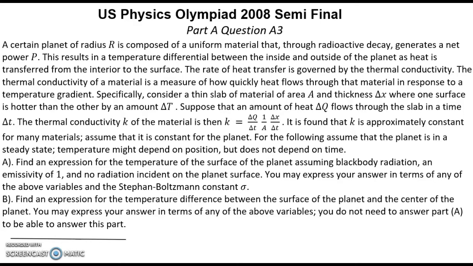So, first question. Find an expression for the temperature of the surface of the planet assuming black body radiation and an emissivity of 1 and no radiation incident on the planet surface. You may express your answer in terms of any of the following variables and the Stefan-Boltzmann constant sigma. Question B. Find an expression for the temperature difference between the surface of the planet and the center of the planet. You may express your answer in terms of any of the above variables. You do not need to answer part A to be able to answer this part.